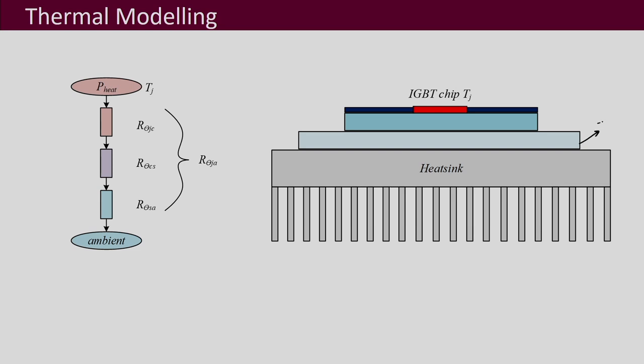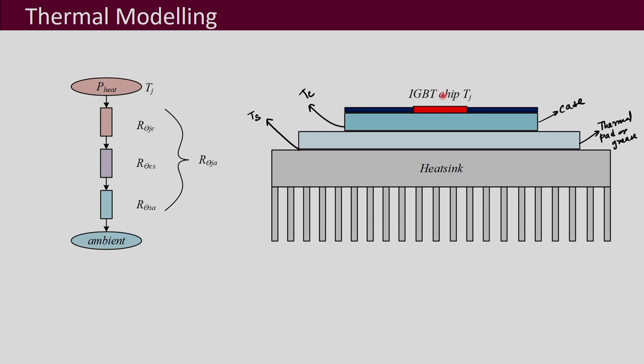So this is the thermal pad or the grease, and this is the chip. This is the case, and this is your heat sink. Now here let's give different names to the different temperatures. This one is the junction temperature TJ of the chip, and here there is the case temperature, which is TC. This one is the temperature of the heat sink, TS.